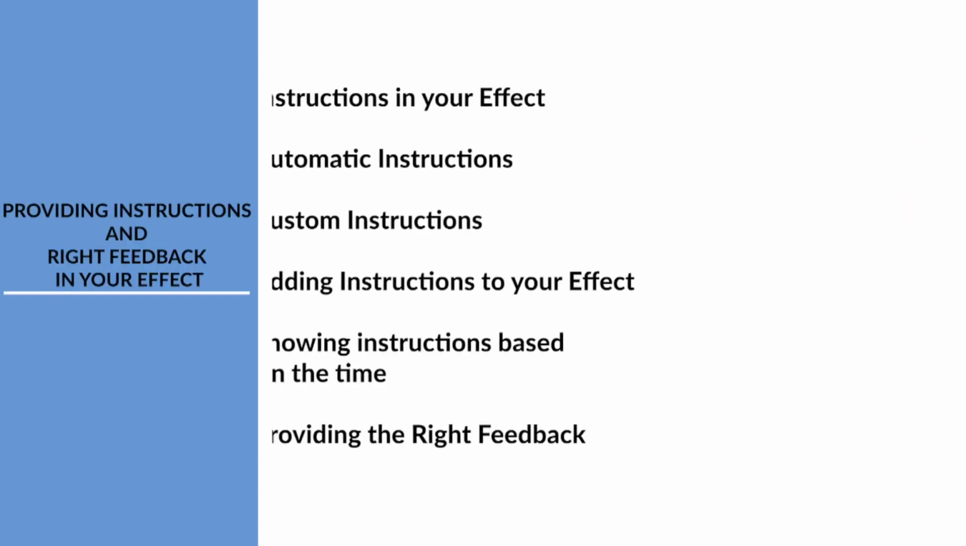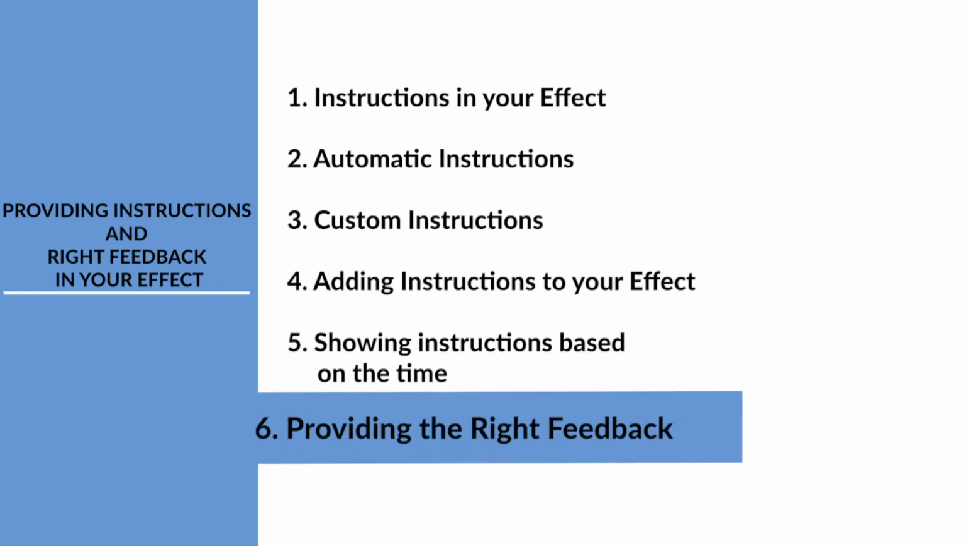Now that you know how to add instructions to your effect, let's look at how you can give feedback to the user on performing the right actions. Providing the right feedback. When we say feedback, what we mean is that the user needs to visually or orally know when the right action has been performed in your effect. For example, if your effect needs the user to tap the screen to start it, you would need to have some kind of action on the screen as soon as the user starts. This, in the most simple way, would be having your effect run immediately.